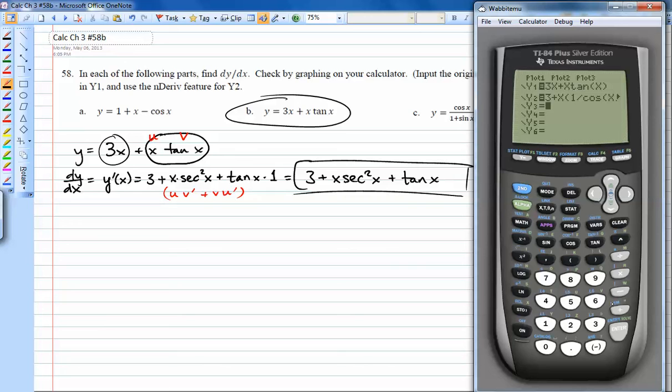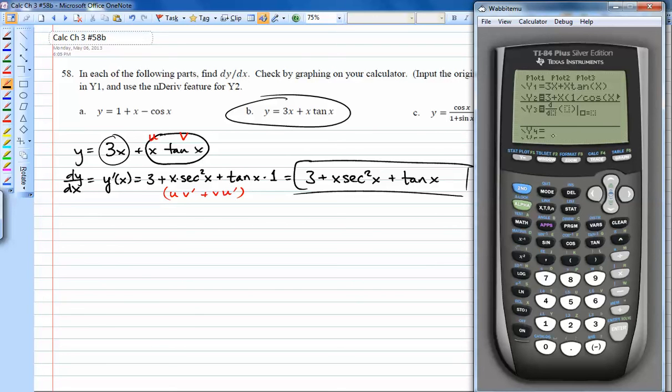If I just graph y2, I'm not going to know if that's the derivative or not just by staring at it. Let me turn off y1 here. But what I can do is graph the derivative of y1 on the calculator. So I'm going to go to math, and then go way down here to n-deriv.